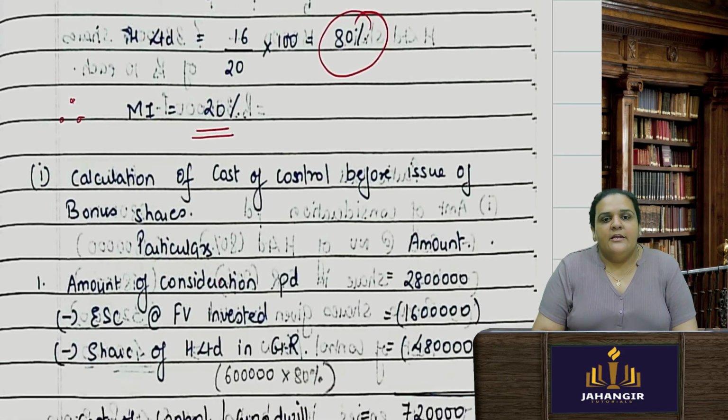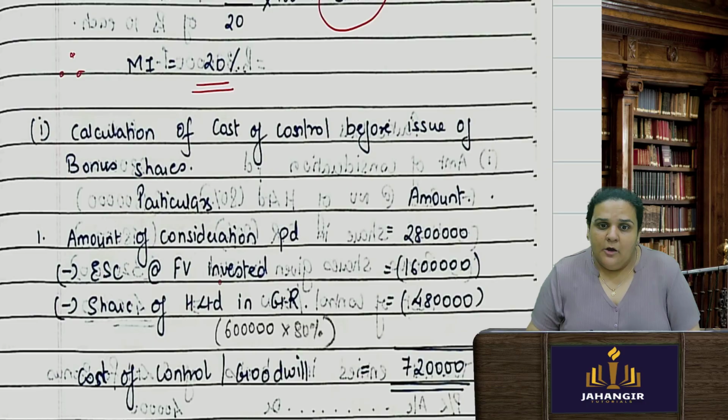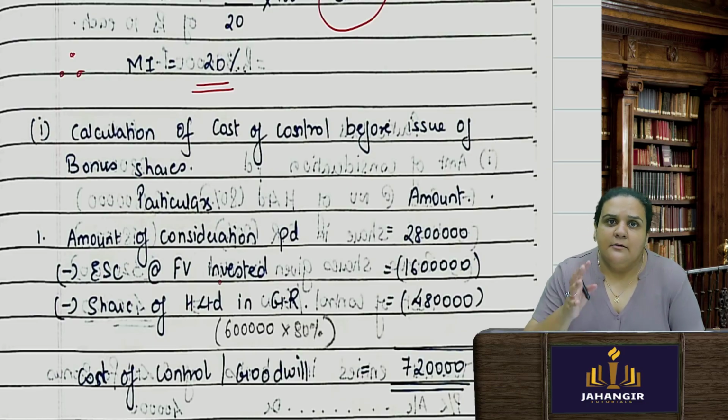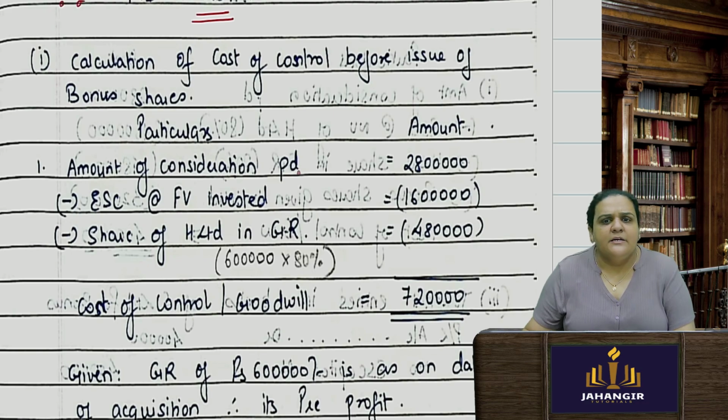Now, for calculation of cost of control before the bonus shares are issued. What is my formula? Amount of investment paid minus the share in the shareholder items, the net assets. So, amount of consideration paid is 28 lakhs. This is given.